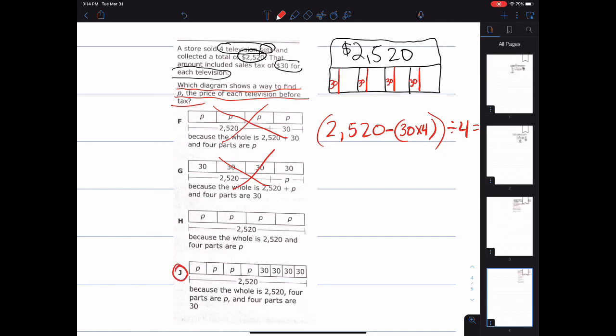But I'm still going to look at H and see what it says. H says because the whole is 2,520, that part is true, and their 4 parts are P. But he forgot to put the 30. So I know that one's wrong because they forgot that. And so my only answer is J, because the whole is 2,520, which is true. Their 4 parts are P, those are the 4 televisions, and 4 parts are $30 tax on each television. So then my answer would be J.